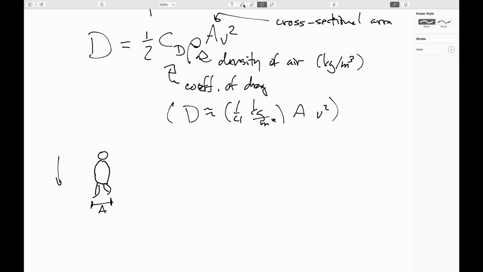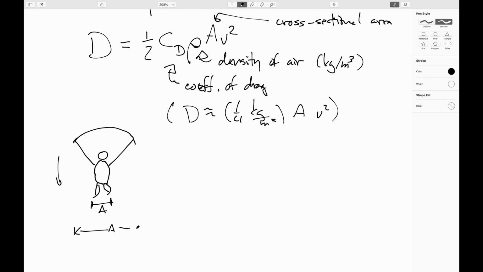Now, part of the point of a parachute is when they inflate their parachute, like so, that just made their cross-sectional area a whole lot bigger. By making their cross-sectional area a whole lot bigger, they just made the force of drag a whole lot bigger on them. So let's start to see what kind of an effect that might have.